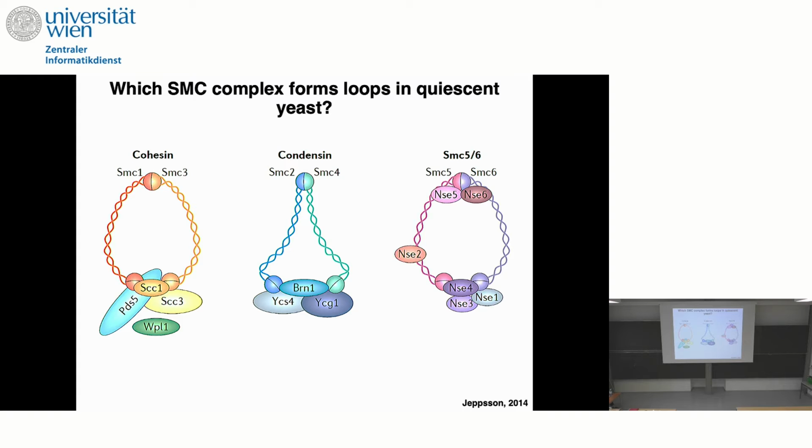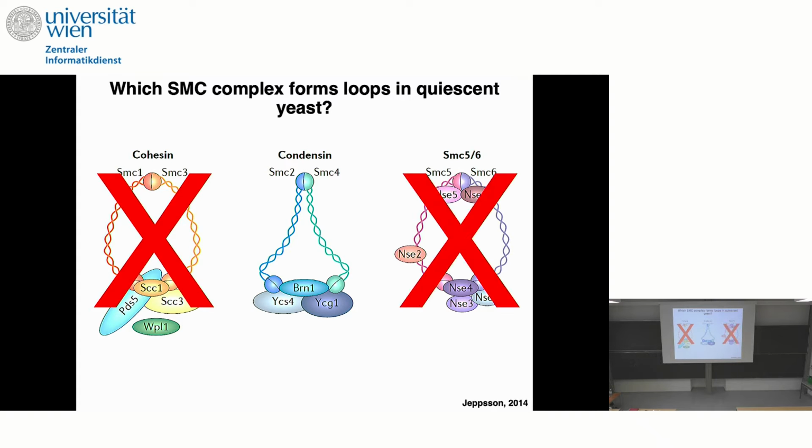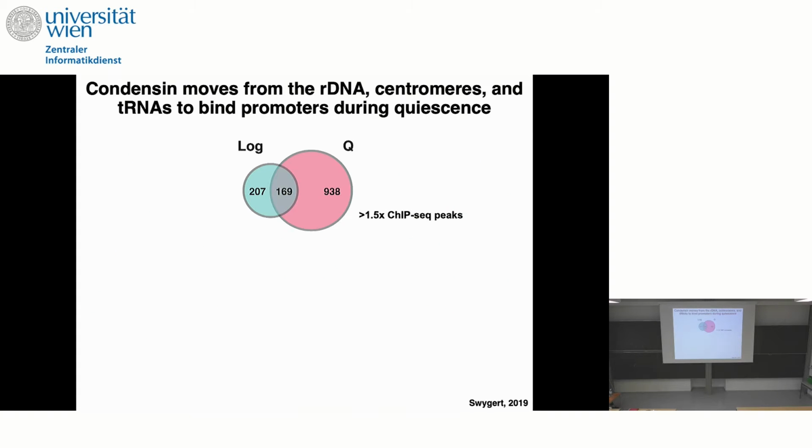For the purpose of time, I'll just tell you I couldn't find any evidence that either cohesin or SMC5/6 were really bound to chromatin at all in quiescent cells. However, when I looked at condensin, I saw something really interesting. Here I'm showing the total number of ChIP-seq peaks between log and quiescent. You can see that during this transition, the number of condensin peaks goes up about threefold.